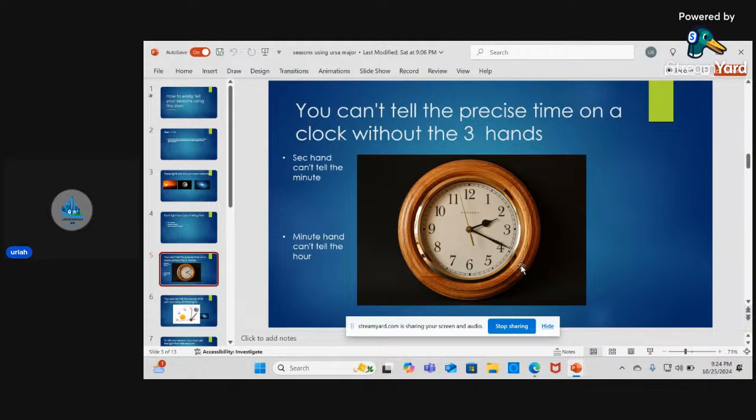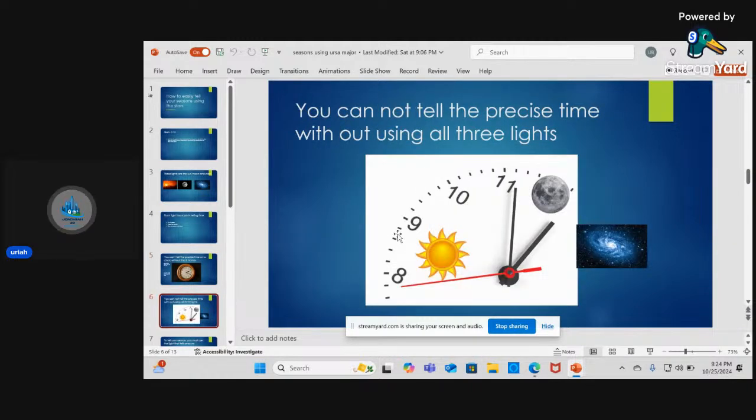So with that same analogy, I broke down that the sun is the second hand of a clock, the moon is the minute hand, and the stars are the hour hand. The sun being for days, the moon for months, and your stars are for seasons and years.